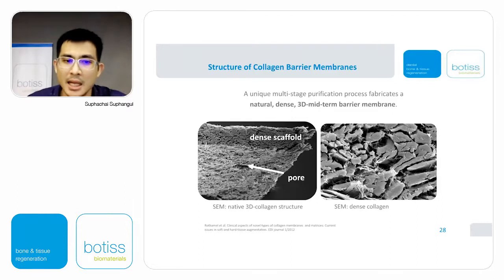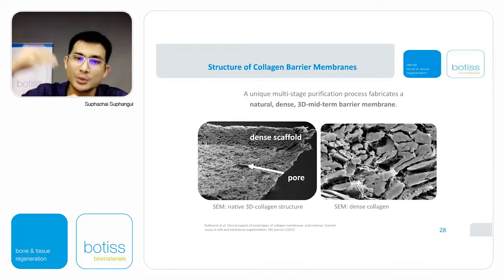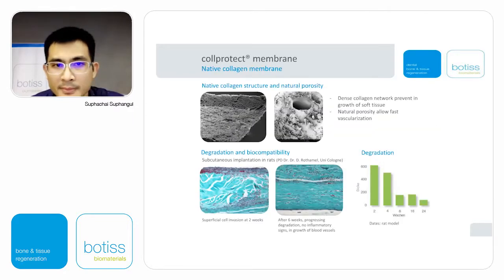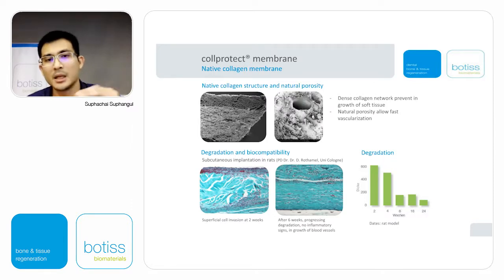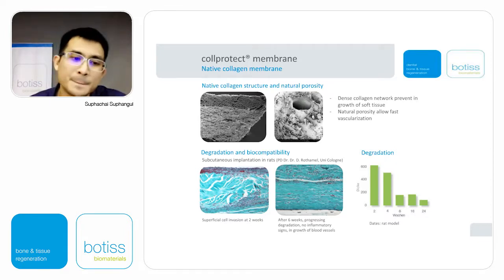This is an SEM of the scaffold. You can see the pores, where angiogenesis goes down, but the soft tissue does not grow into the regenerative area. After it is in the tissue, it degrades over time. The thickness is reduced more and more and more.